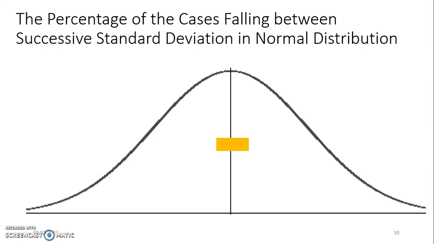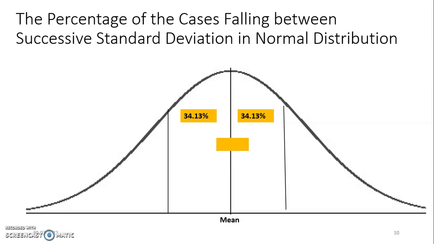If you see the normal distribution, you see the percentage of area that lies between plus 1 sigma and minus 1 sigma. At plus 1 sigma and minus 1 sigma distance, the area covered is 34.13% on the left hand side and 34.13% on the right hand side. This is the mean, with 1 sigma distance on the left hand side and 1 sigma on the right hand side. The total area covered between minus 1 sigma and plus 1 sigma is 68.26%.